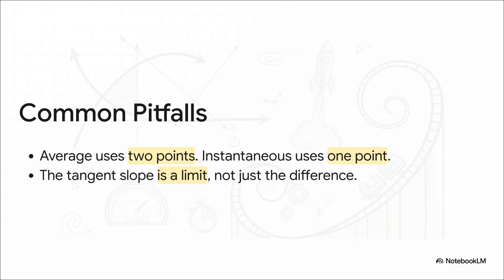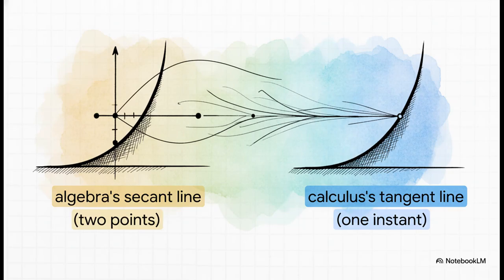Average is always about 2 points. That's the algebra way. Instantaneous is all about 1 point, and you get there using a limit. And seriously, don't forget that the limit is the magic ingredient. It's not just about a difference, it's the limit of that difference that gives you the answer. So, let's just quickly recap the journey we just took. We started with a simple secant line from algebra, the one that just cuts through 2 points on a curve. Then, by using this amazing tool called the limit, we transformed it into a precise tangent line, a line that tells us everything about a single exact instant.